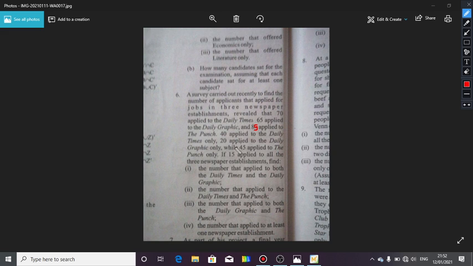Just watch this place. You say why 45 apply to the Punch only. See, those that apply to only Punch, they are 45. Then how can those that apply to only Punch be bigger than the total number of Punch? Now 8 is supposed to be the total number of Punch, and those that only apply to Punch is 45, so it's not possible. If you get this principle, you know what I'm talking about. 45 cannot be greater than those that apply to Punch.